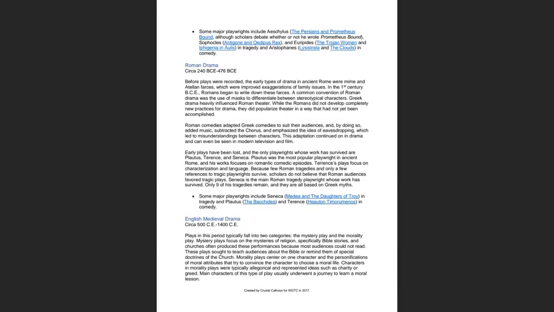They adapted Greek comedies to suit their audience. They added music. They emphasized the idea of eavesdropping, leading to misunderstandings. And this adaptation continued on and can even be seen in modern renditions of film, plays, and television. The early plays have been lost, and the only playwrights whose works survived are Plautus, Terence, and Seneca. Plautus was the most popular playwright in ancient Rome, and his works focus on romantic comedic episodes.